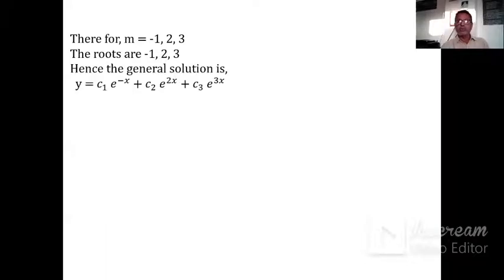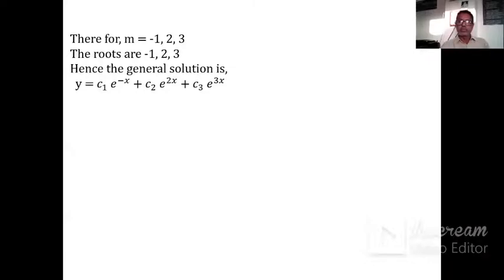All these roots are real and distinct. The roots of the auxiliary equation are real and distinct. Therefore, we are able to write its general solution as y is equal to c1 e to the power minus x plus c2 e to the power 2x plus c3 e to the power 3x. This is the general solution of the given differential equation.